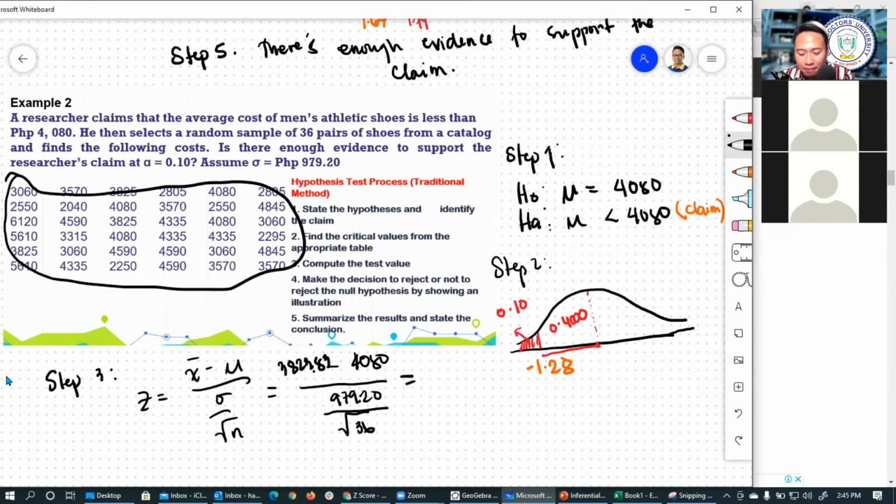So use your calculator, guys, to evaluate it. 3823.83 minus 4080 over 979.20 and then square root of 36. The answer is negative 1.57. So the answer is negative 1.57.